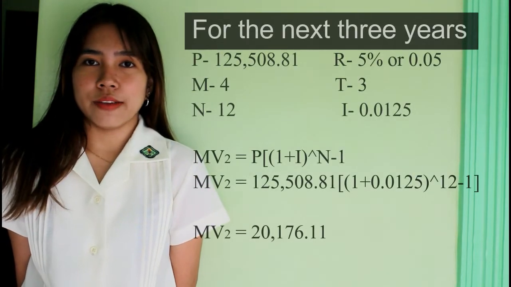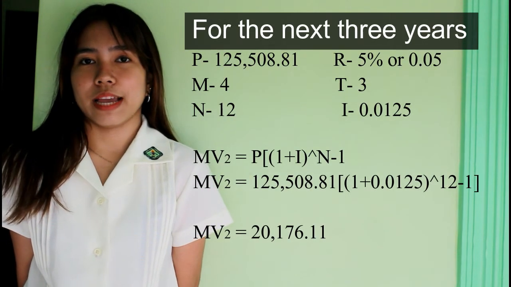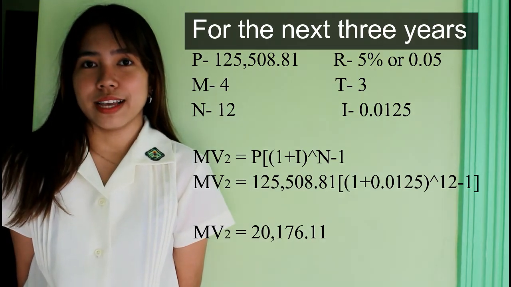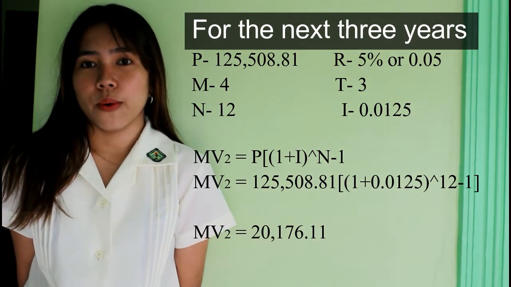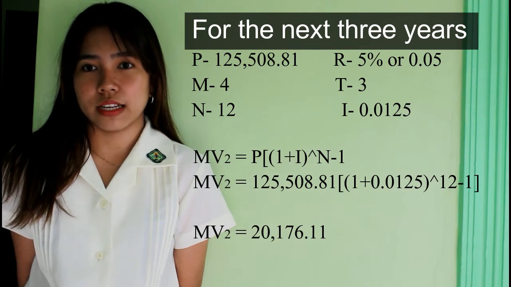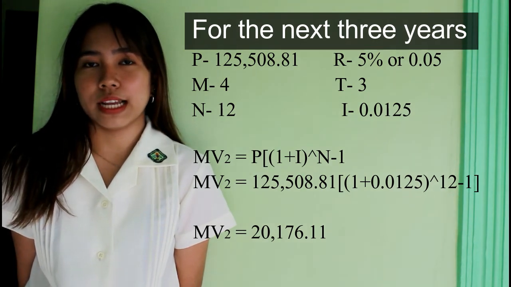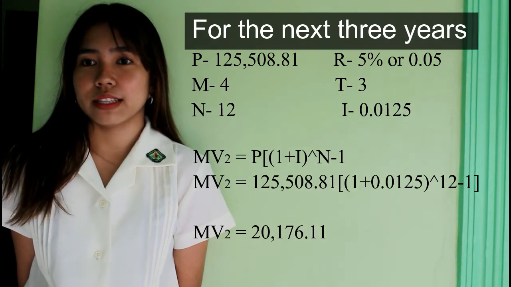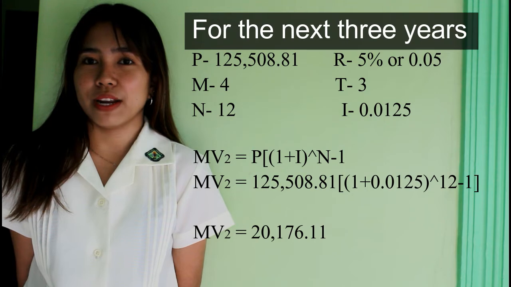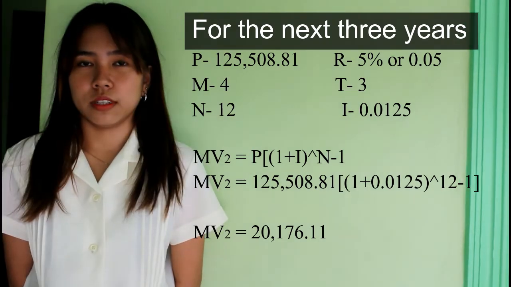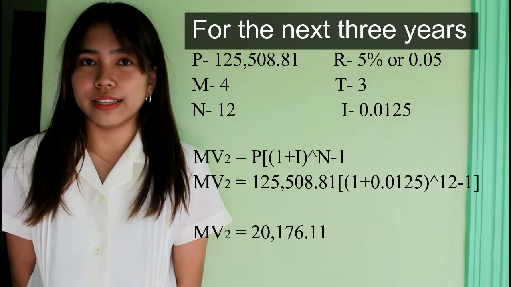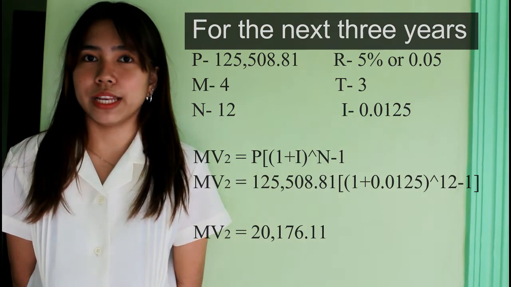Here's the formula for 3 years. Second maturity value equals principal times 1 plus interest raised to n, minus 1. Second maturity value equals 125,508.81 times 1 plus 0.0125 raised to 12, minus 1. Second maturity value equals 20,176.11.